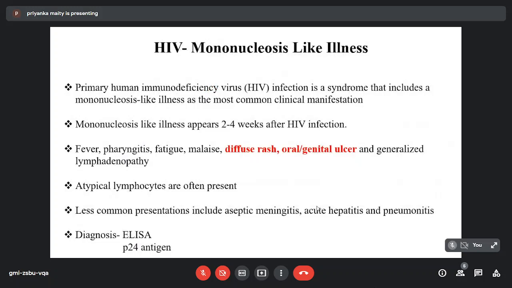HIV mononucleosis-like illness. Primary HIV infection is a syndrome that includes a mononucleosis-like illness as the most common clinical manifestation. The mononucleosis-like illness appears 2 to 4 weeks after HIV infection. Fever, pharyngitis, fatigue, malaise, diffuse rash, oral or genital ulcers, and generalized lymphadenopathy characterize this disease. Atypical lymphocytes are often present. Less common presentations include aseptic meningitis, acute hepatitis, and pneumonitis. Diagnosis can be made by ELISA or P24 antigen detection.